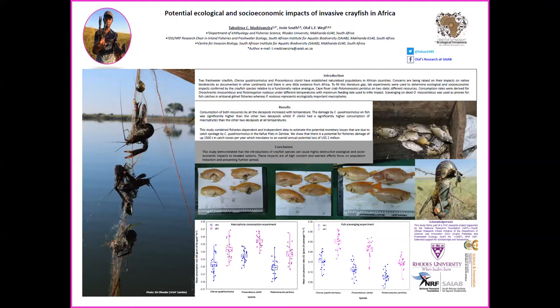Based on the scavenging experiments and fishery data from Kafue River flats in Zambia, we show that crayfish can cause damages of up to 1,500 tons in catch losses per year, which translates to an overall annual potential loss of $2 million United States dollars. These impacts are of high concern and warrant efforts to prevent their introduction and spread to minimize the socioeconomic and ecological losses.